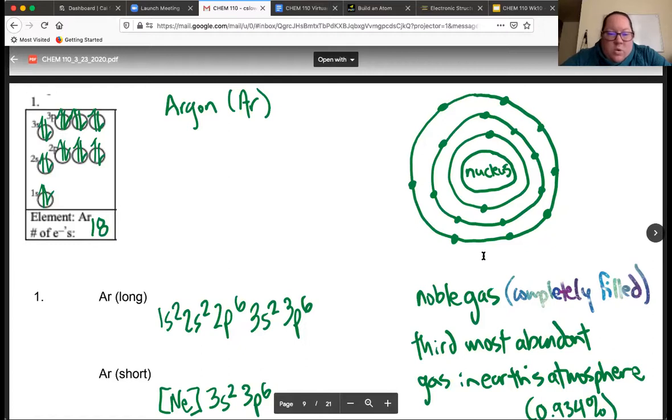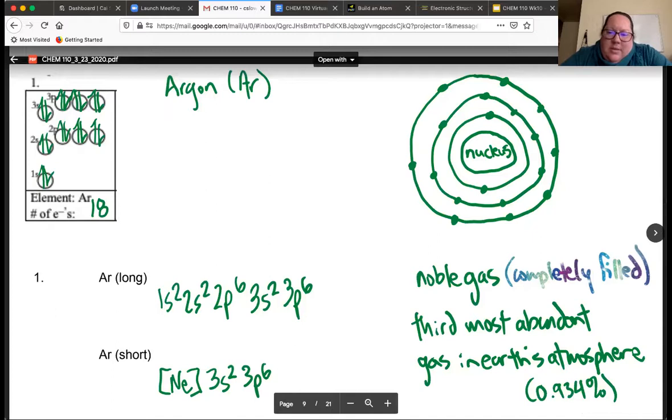Now here's the really cool part about argon. Argon is a noble gas, right? And what does that really mean? Well, it means that it has a completely filled, what we call octet. Because that outer shell is completely full, it's satisfied. It doesn't want to give up electrons. It doesn't want to gain electrons. It's completely satisfied as is, which means that it's fairly stable. The really cool part about this is that because argon is one of the most abundant gases that we have in our atmosphere, it's good that that's stable.